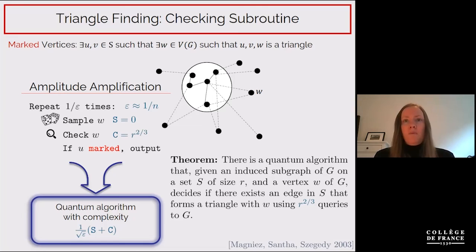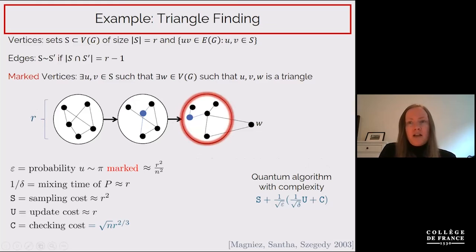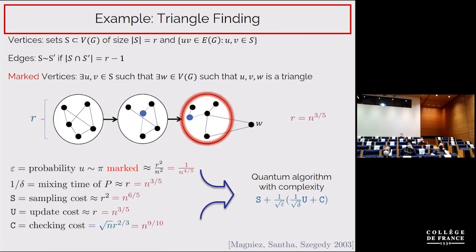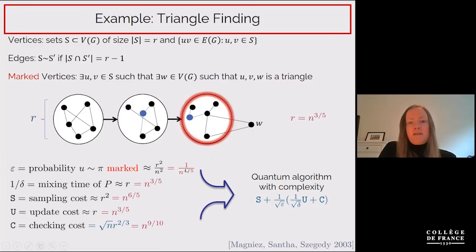Okay, so now we know epsilon, S, and C. We can fill them in to see that the complexity of our checking algorithm is square root n times R^(2/3), and this was the final ingredient that we needed to analyze our triangle finding algorithm. So back to triangle finding, we now have everything we need to fill into this expression here. And it turns out the optimal value is to set R to be n^(3/5). And using this value, R = n^(3/5), we can compute all of these costs like so.